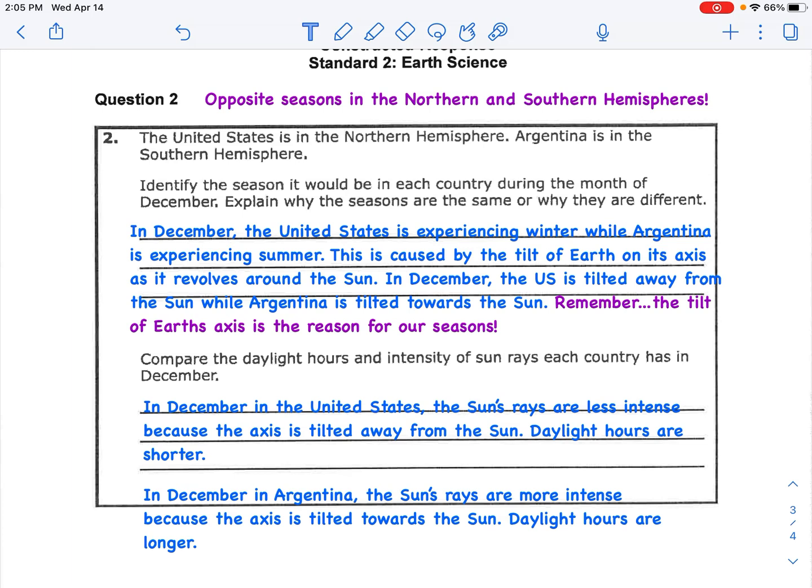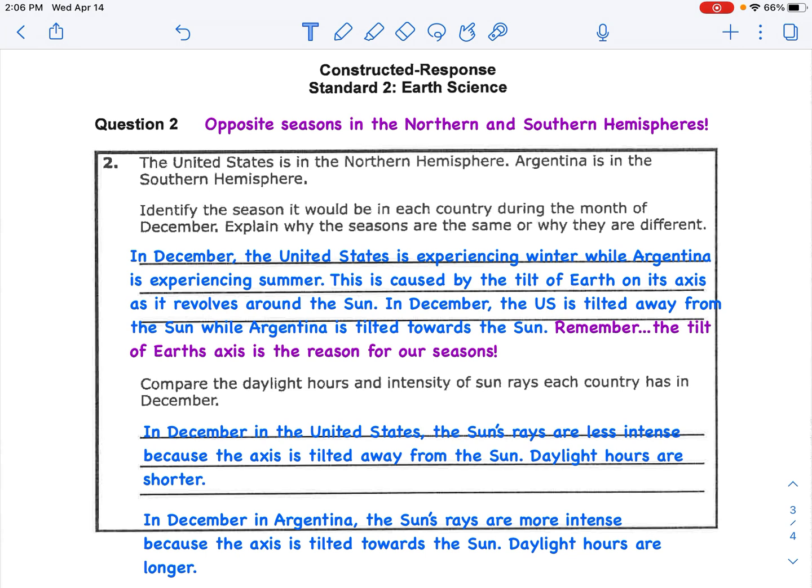Compare the daylight hours and intensity of sun rays each country has in December. In December in the United States, the sun rays are less intense because the axis is tilted away from the sun. Daylight hours are shorter. In December in Argentina, the sun's rays are more intense because the axis is tilted toward the sun. Daylight hours are longer.